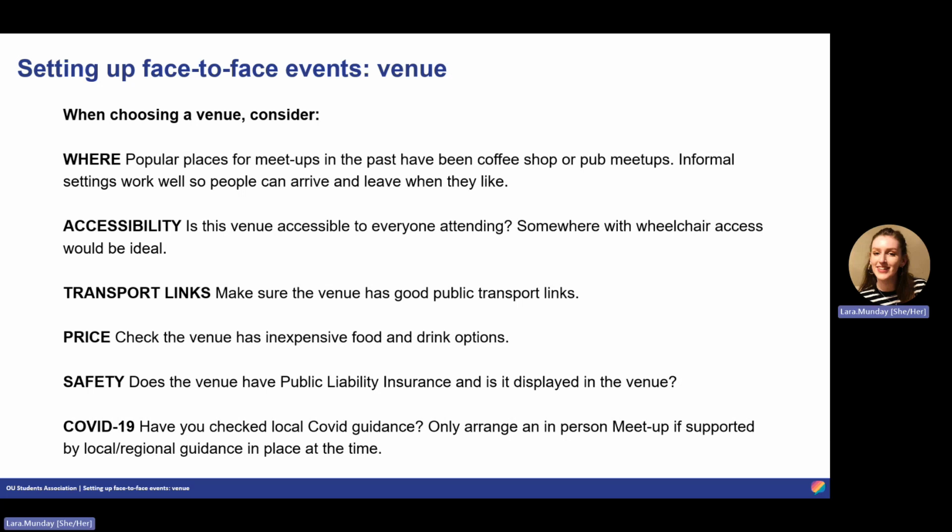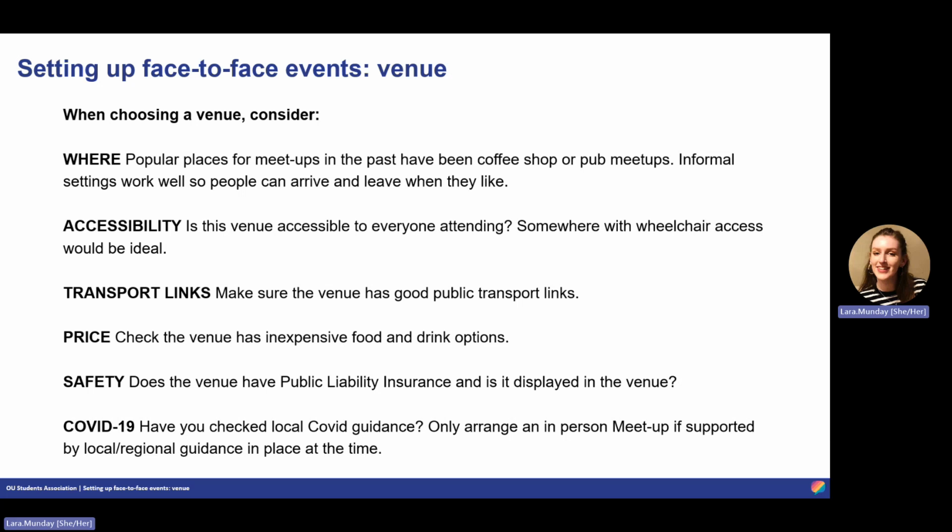Accessibility is really important. So make sure that the venue is accessible, that it's wheelchair accessible. Make sure there's different options for people, that there's room to move around, etc. That there's toilet facilities, disabled toilets, etc. Transport links. So make sure the venue has good public transport links. Make sure it's in an area that people can reach from different areas.